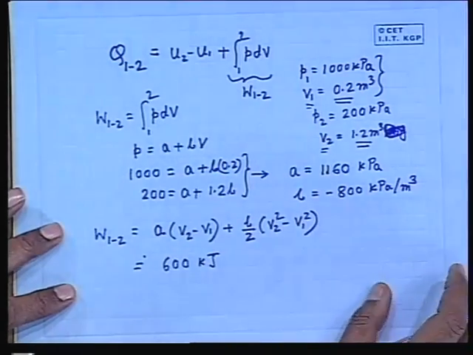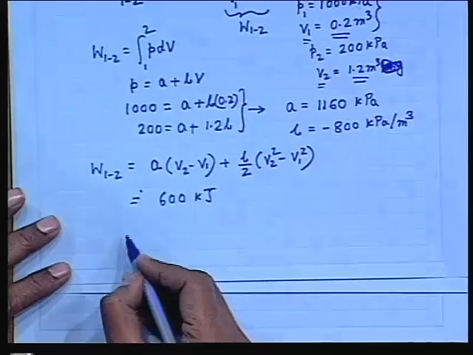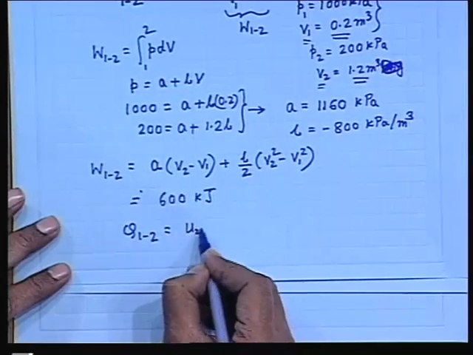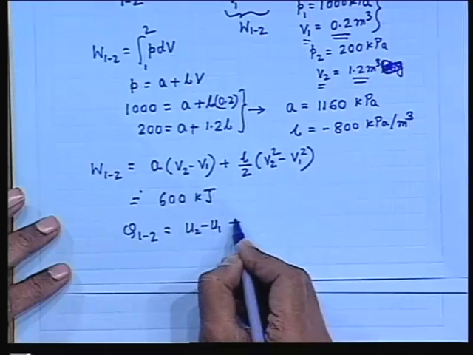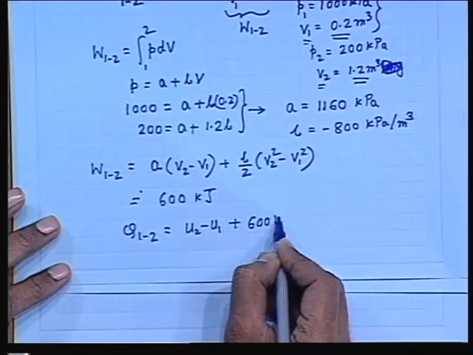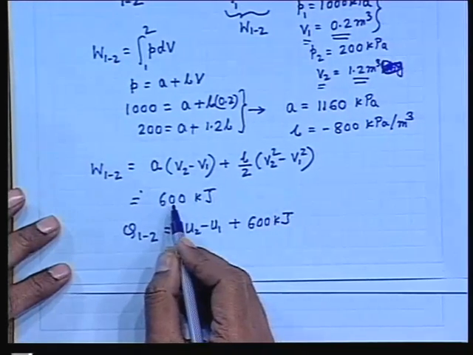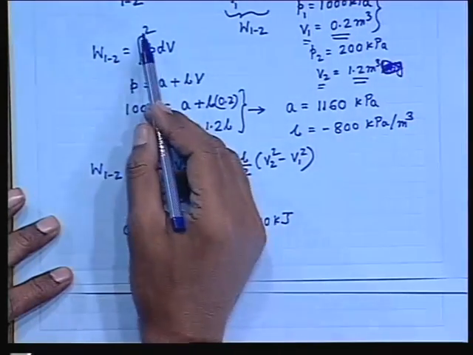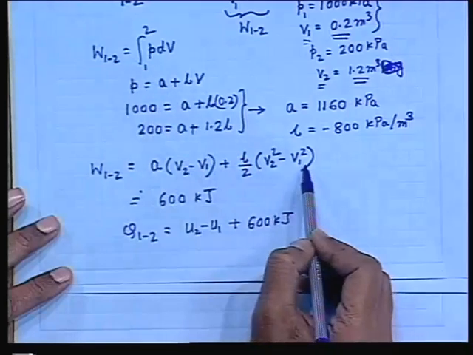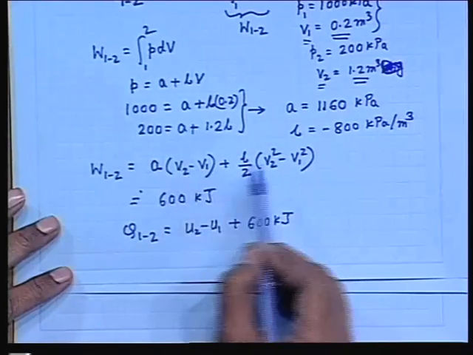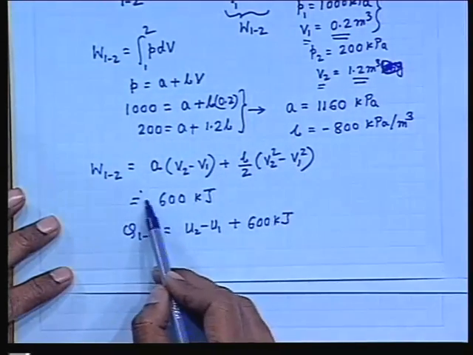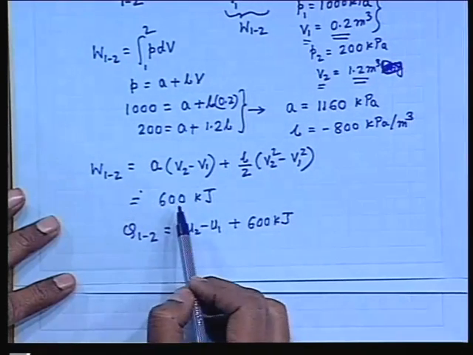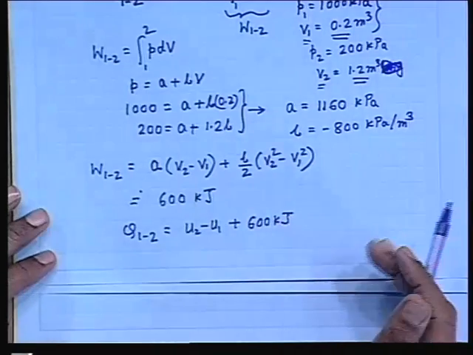Now what is Q12? U2 minus U1 plus W, and here W is coming to be plus. So this sign automatically comes. When you integrate this, we put the limit final minus initial. Final is the upper limit, initial is the lower limit. Depending upon the final and initial values of V, the sign of this quantity is determined. So it is determined as a positive quantity, which physically signifies that work is coming out of this system.